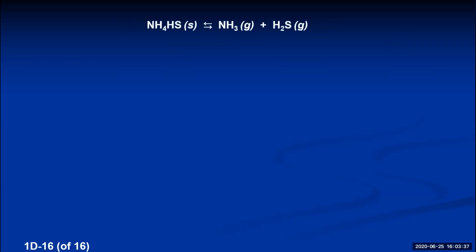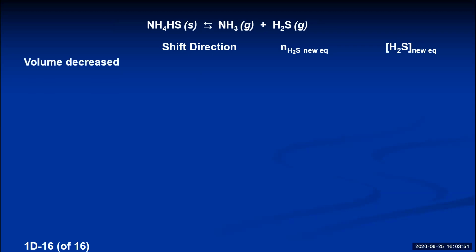This one is solid ammonium bisulfide decomposing into ammonia and hydrogen sulfide gases. And let's see if we can figure out the shift direction and then the moles of the H2S and the concentration of the H2S when we reach new equilibrium. If the volume decreases, the rule is you're going to shift to whichever side of the equation produces the lesser number of gas molecules. The left side has no gas molecules, the right side has 2. So it's going to have to shift to the left.